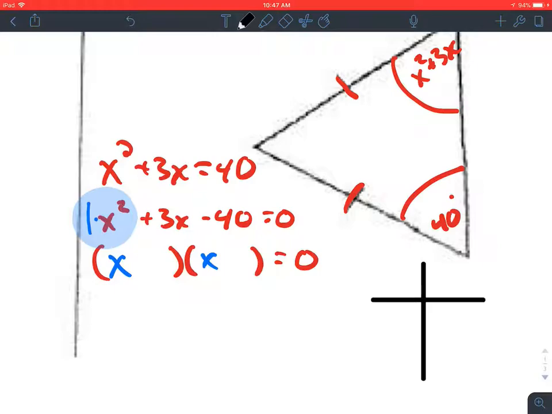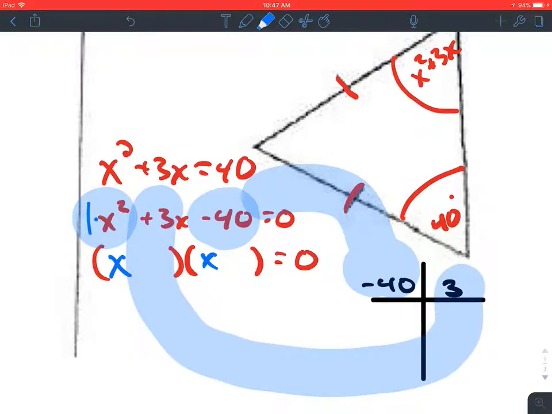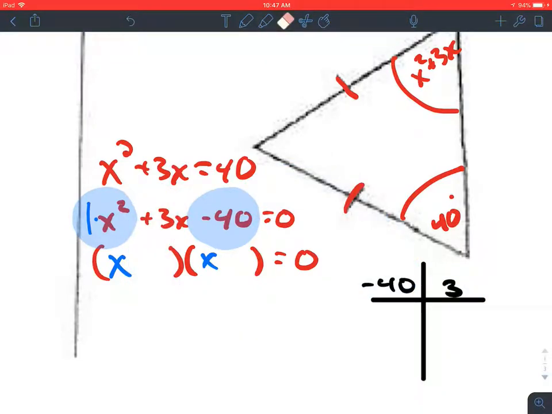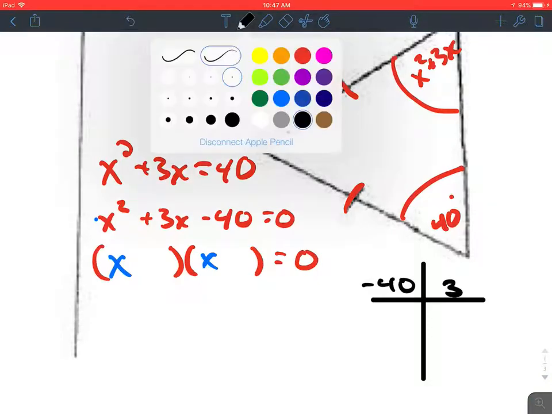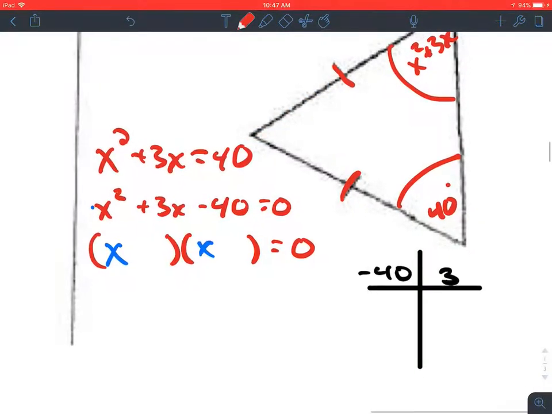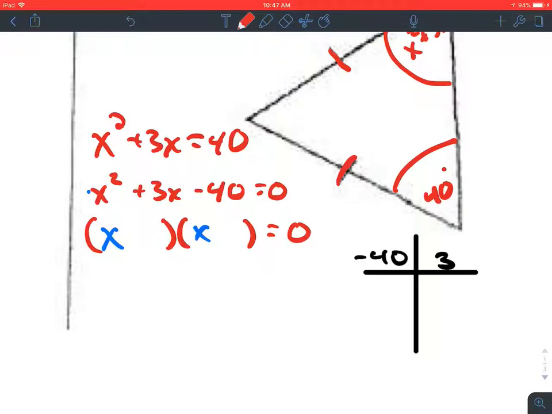But if you can't do it in your head, maybe you want to write this stuff down to give yourself a process. We need 2 numbers that multiply to get negative 40 and add to get positive 3. Getting negative 40 from this, I'm getting positive 3 from the middle term. Once again, if the lead coefficient is not 1, there's a longer, more tedious process, but we lucked out and it is 1. So 2 things that multiply to get negative 40 and add to get 3.